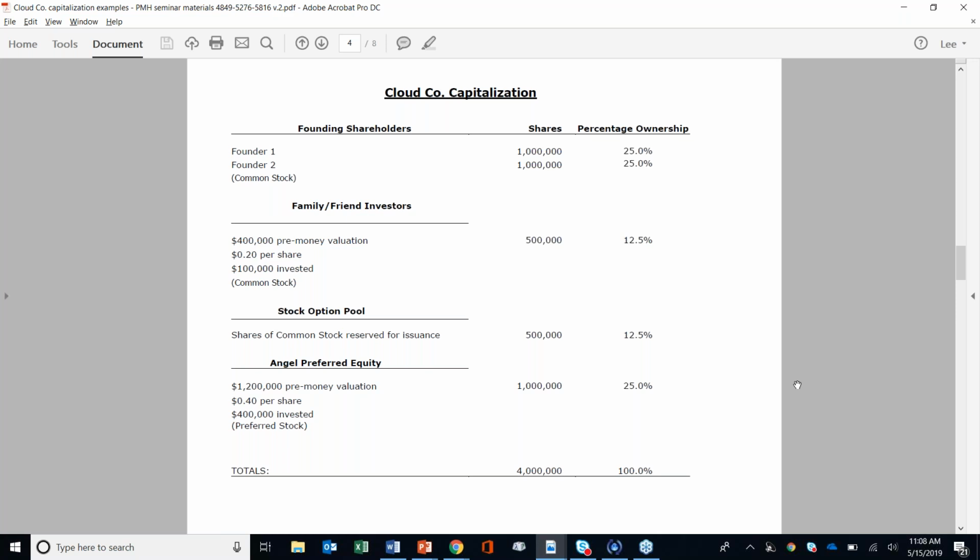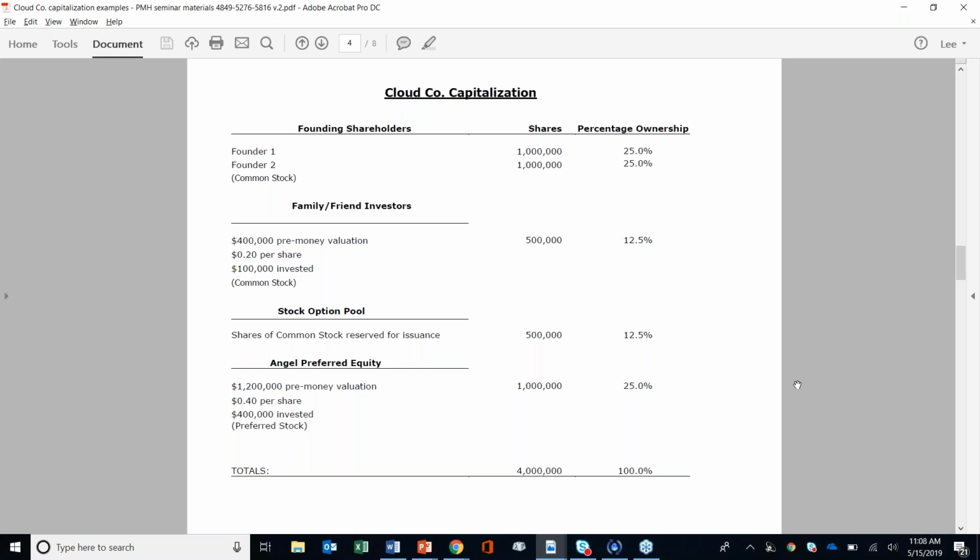So in this scenario, you can see the angel preferred invested in that pre-money valuation. They own 25% of the company, and you can see the dilutive effect that it has on everybody else. You can see the founders now own 25% of the company each instead of 50% each. And we'll talk about this a little bit more later, but the example of a preferred stock situation is if the company in the next year performed very poorly and it had to sell, and it sold for $1.2 million. That's all it could get.